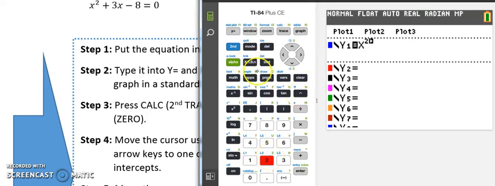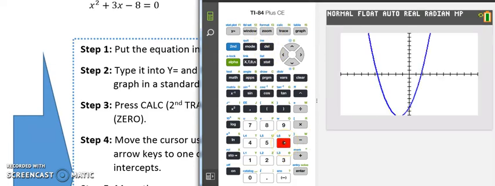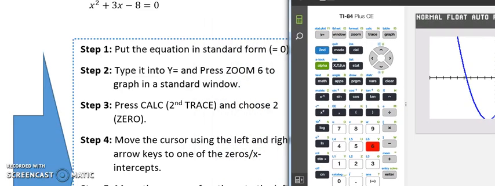So x squared. Now, if you didn't see what buttons I pressed there, let me do it one more time. X squared. I'm going to come back down by hitting the right arrow, and then plus 3x minus 8. Then it said to hit zoom 6 to see it in a standard window. If you've cleared your calculator out completely, then you're going to see it in a standard window anyway. But just in case you haven't, hitting zoom 6 will make you go to that nice standard window.